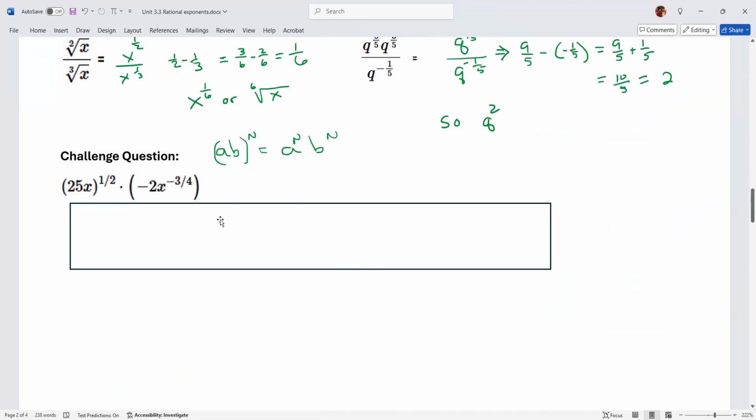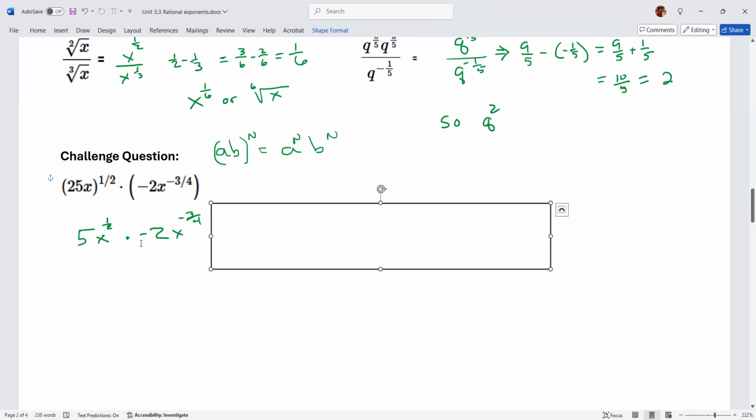Here's a little bit of a challenge question. First thing I would do is I would distribute the 1/2 in, or the square root in. Well, the 25 to the 1/2, the square root of 25, is 5. So there's my 5. x to the 1/2 comes in, and then I'm going to multiply that by a -2. The -2 does not have an exponent on it, so it's just going to multiply ultimately that 5 to end up being -10, and then I have x to the -3/4.